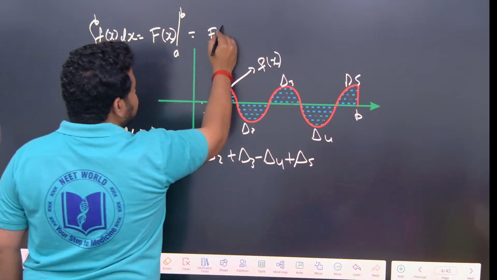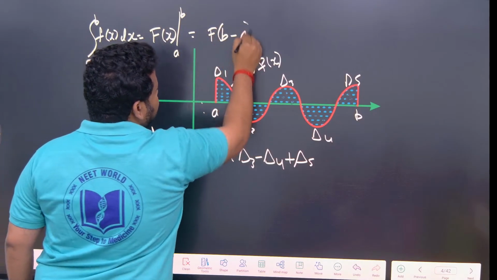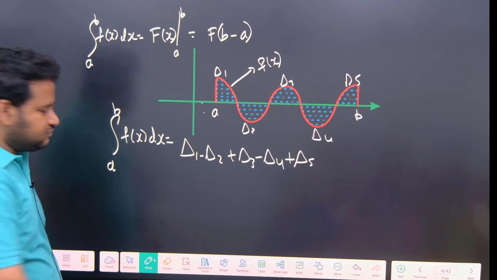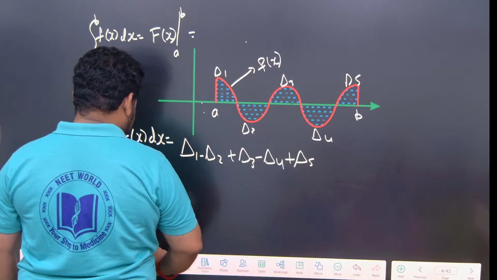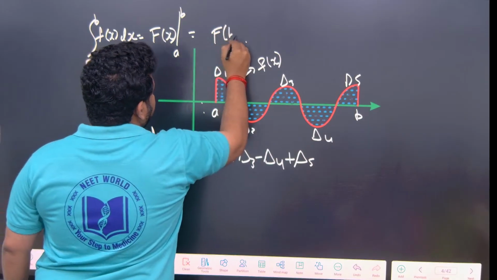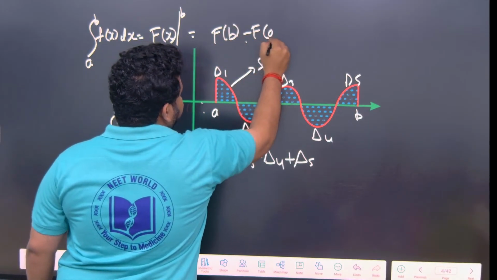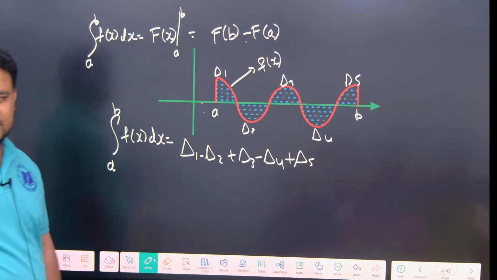Here don't make the mistake of doing B minus A. You should not do like this. What you should do is, for the entire function you should put one value, that is F of B minus F of A. F of B minus F of A.